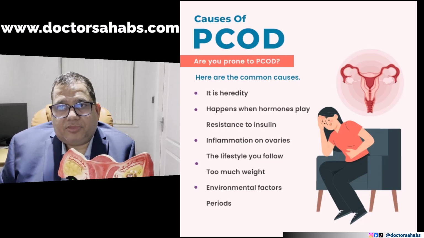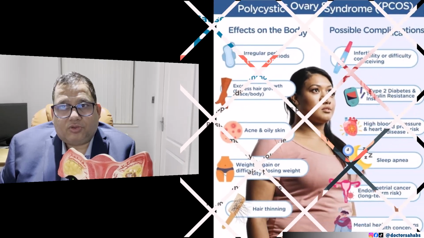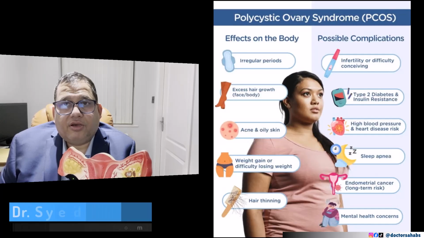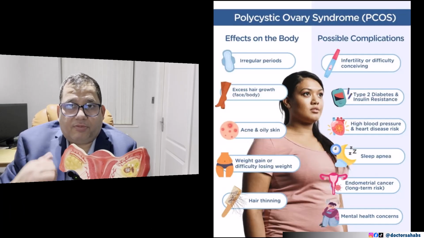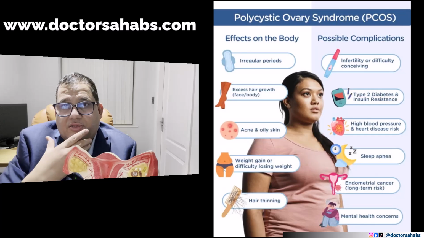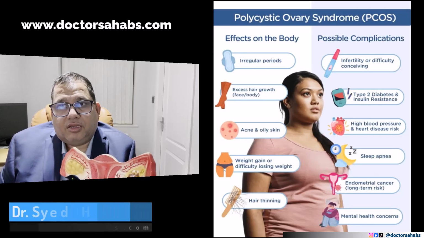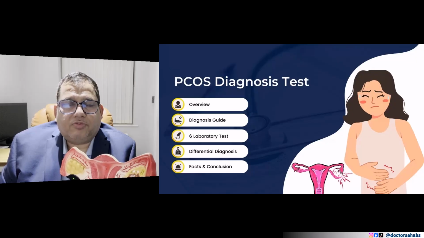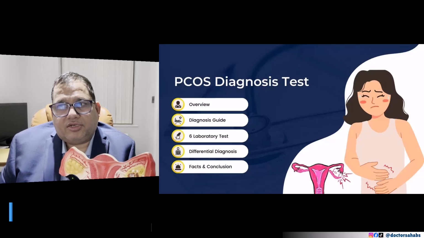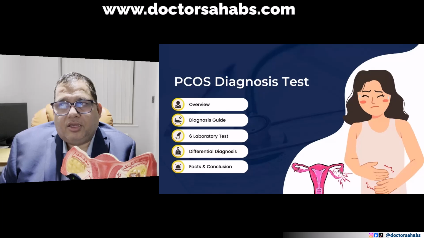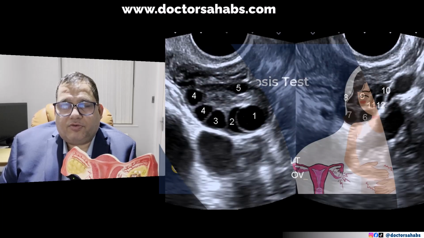Also, a higher level of insulin sometimes develops a high level of testosterone, the male hormone. That's why those patients develop hirsutism, like overgrowth of hair on their face and other body areas. These are the major symptoms. The test usually performed to diagnose polycystic ovarian syndrome is ultrasound. In ultrasound, you can see multiple cysts in the ovaries.